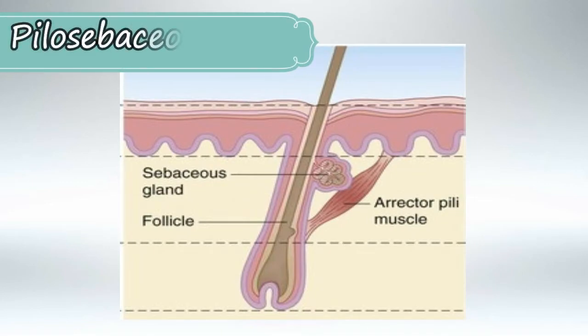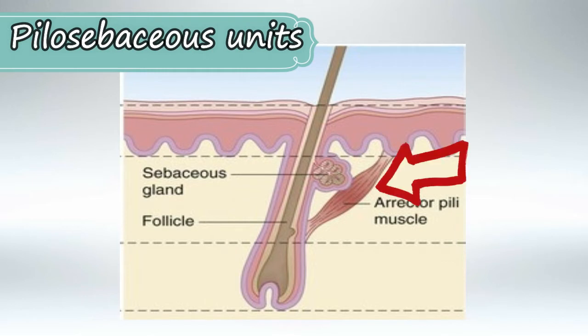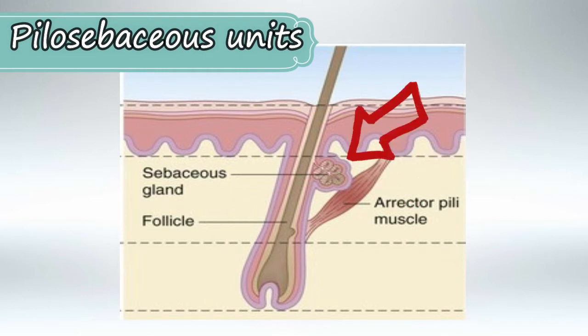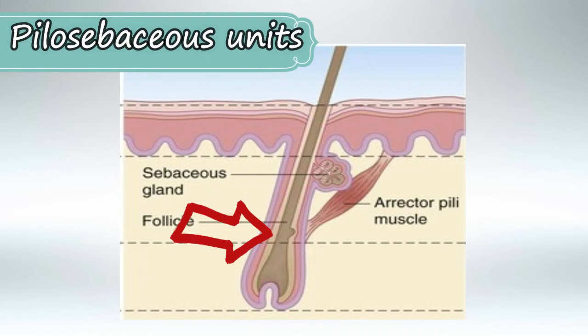First we'll need to understand the pilosebaceous unit, and this includes, from the name, pilo meaning the pili muscle and sebaceous meaning the sebaceous gland next to the hair follicle. So the pilosebaceous unit is formed by the pili muscle, the sebaceous gland and the hair follicle. In other words, each hair follicle is combined with at least one sebaceous gland and at least one pili muscle.